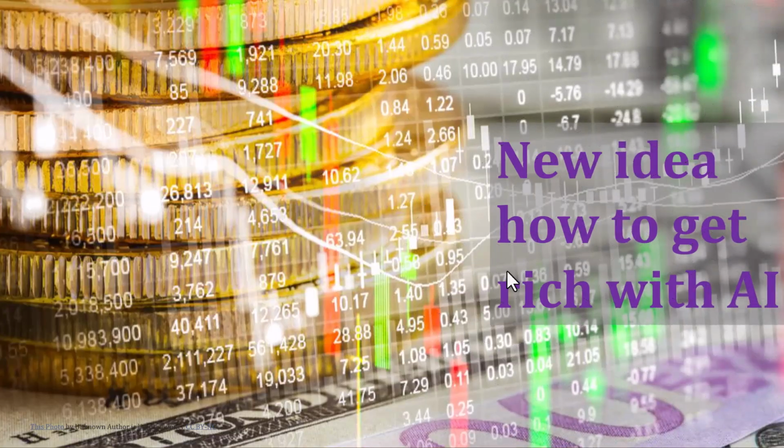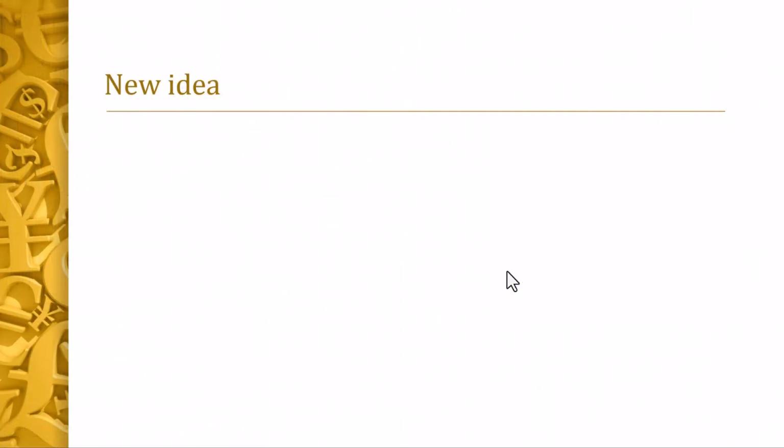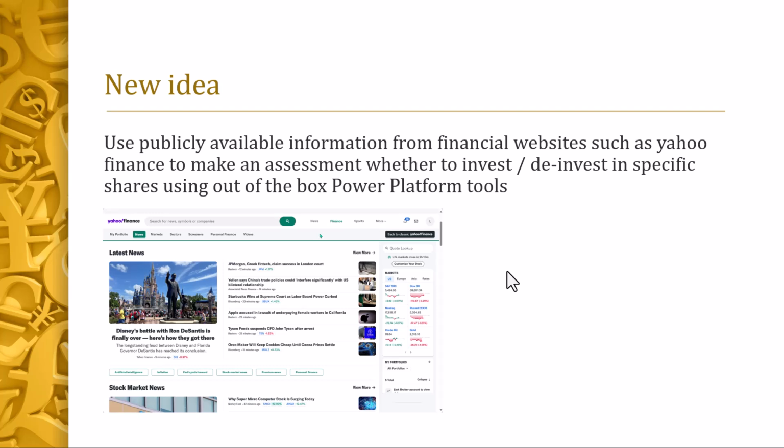So let's get started with the idea of how to get rich. Well, it's basically a very simple idea. I thought, hey, if I want to get rich, I use publicly available information because I do not want to spend money, but rather I would like to use information that is publicly available to save money. Maybe let's use some information on a website like Yahoo Finance or something else, whether we should invest in shares or de-invest, sell shares. And then use the Power Platform to see whether this makes sense or not.